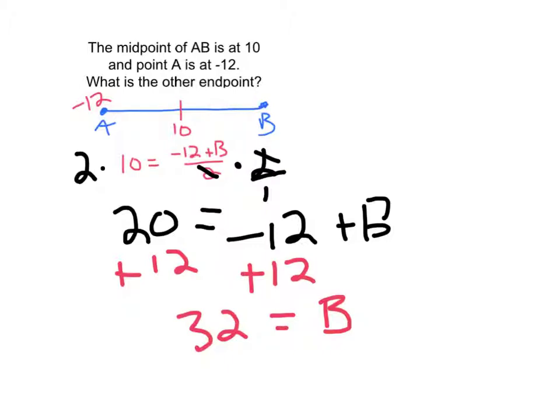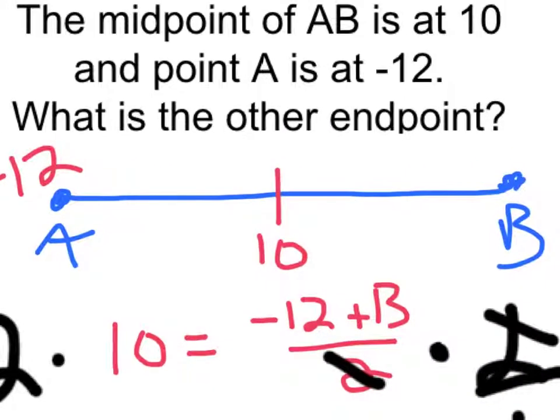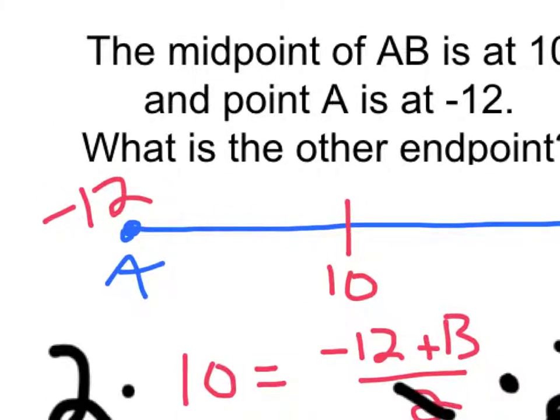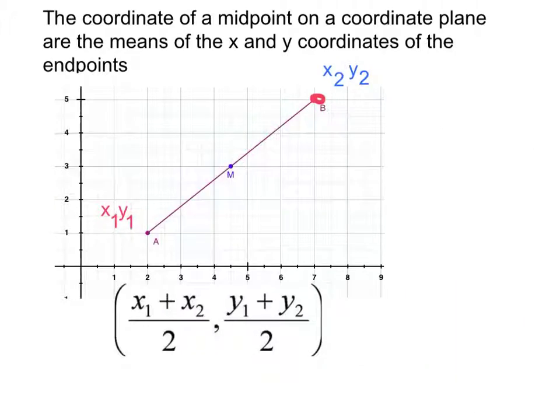Now let's check that for reasonableness. I'm going to say, here's -12 as A, and here's 32 as B. And I think about how far away is 10 from -12? Well, 10 is 10 from 0, and another 12 from -12. So it is 22 away. How far away is 32 from 10? Also 22 away. So sure enough, we have found our midpoint.